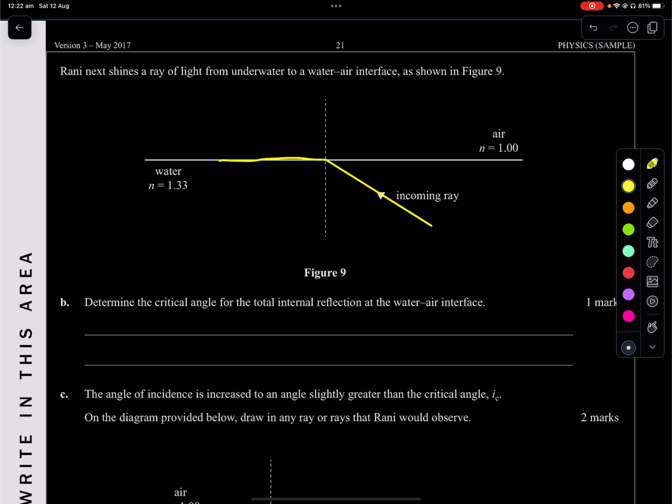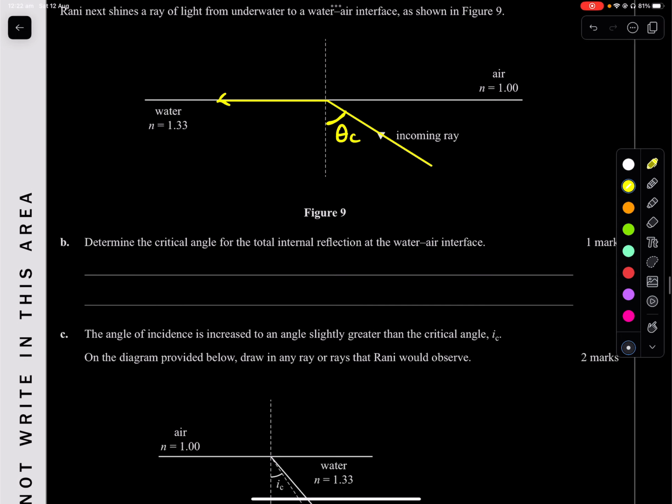For total reflection, this should be our critical angle. Our critical angle will give us this perfectly. So n1 sine theta C is equal to n2. So our n1 is water, sine theta C. Our n2 in this case is air, because it's going into air. So your theta C is what?